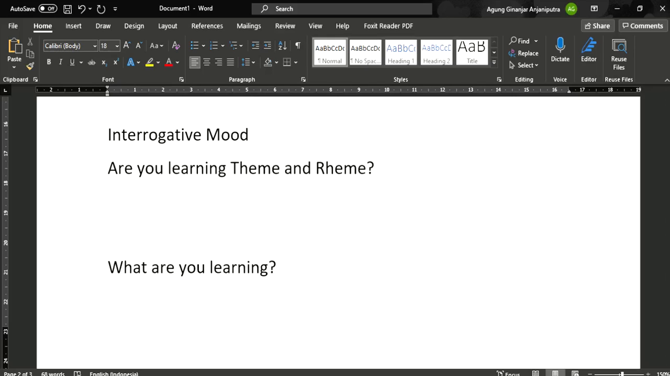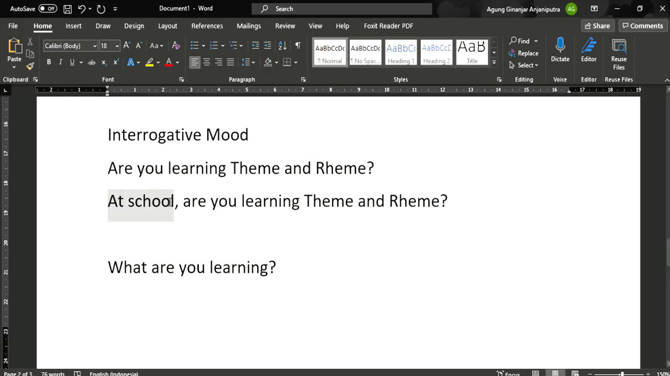So if we try to, let's say, reconstruct the clause, let's say, "at school are you learning?" Okay. So since this one has experiential function, it functions as one of the constituents in the transitivity system, which is circumstance of location or circumstance of place. Then "at school" here will be topical theme.